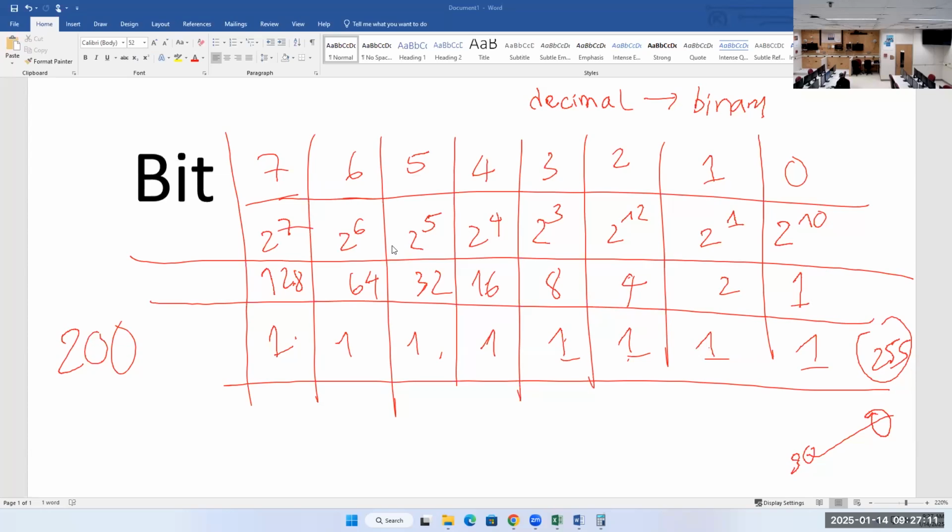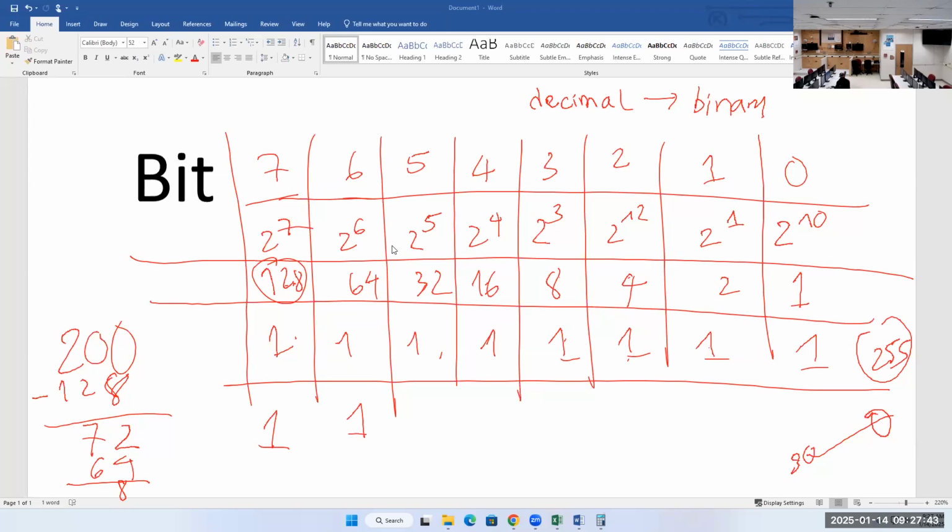So in order to make up 200 here, do you need 128? Yes. So you put the number 1 here, and we minus 128. What I have left is 72. Now I move to the right. In order to make up 72, I need 64 for sure, so I put number 1 here. Now I need 64, so I minus it.